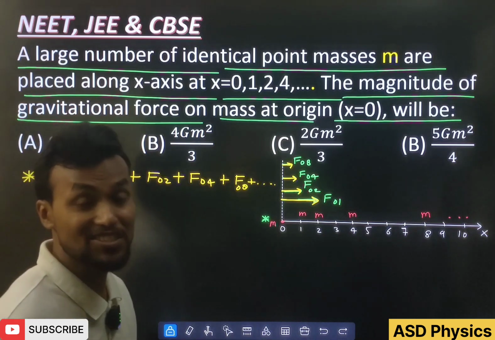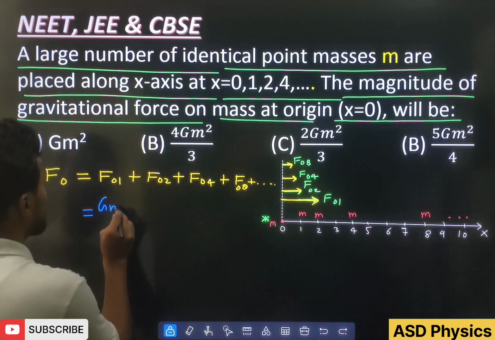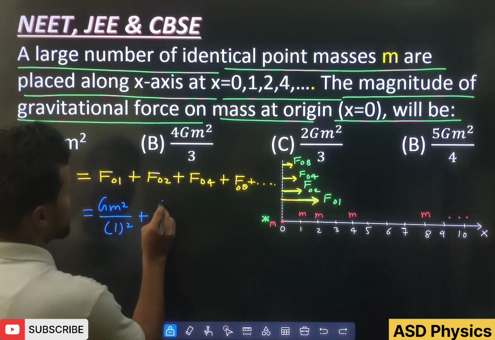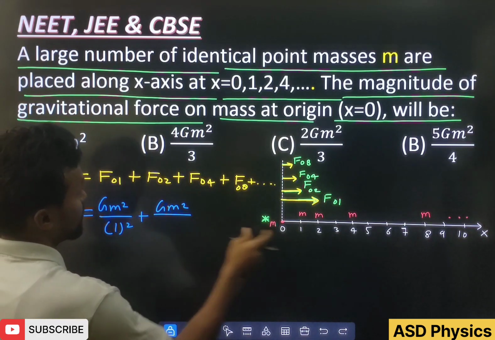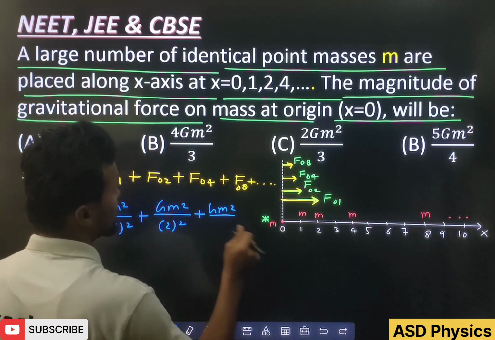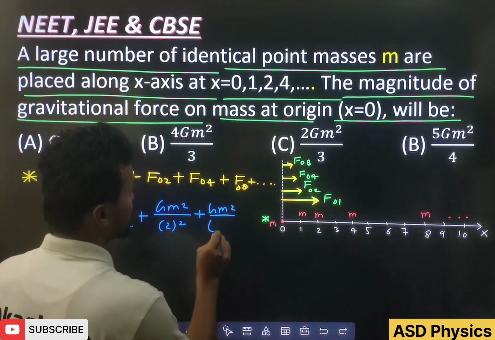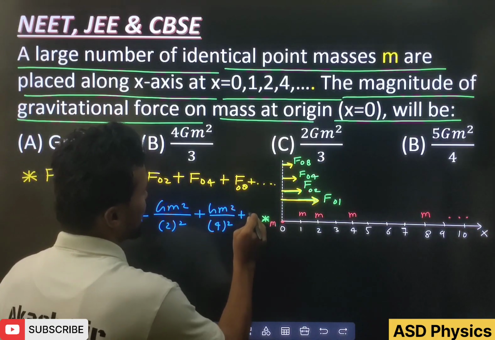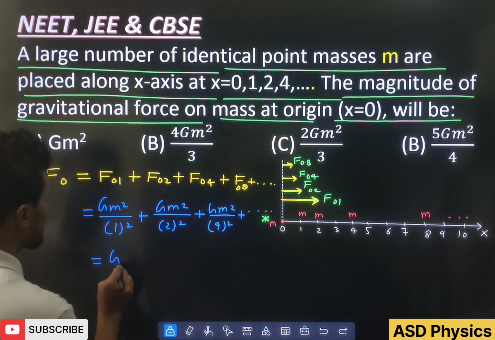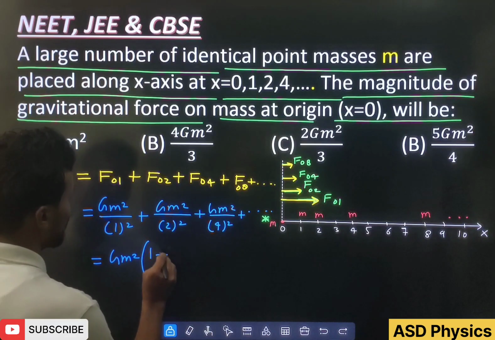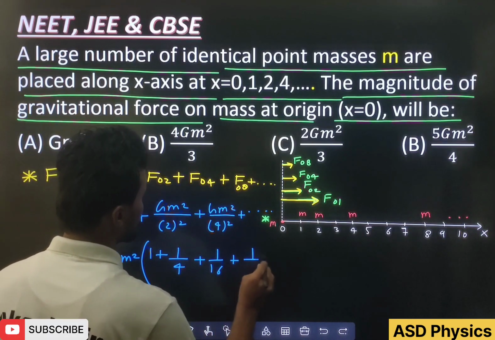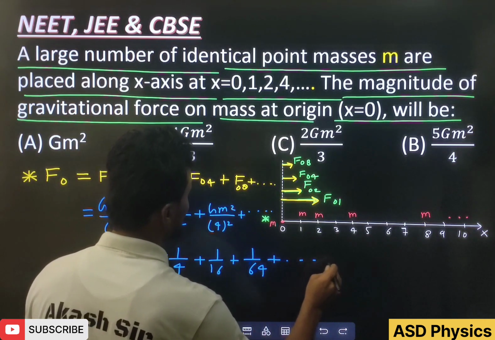What is F01? Just think and tell. See, Newton's law of gravitation, Gm square by 1 square, because the distance is 1. Then again, Gm square by this distance, 2 square. Next one, kindly see, Gm square by how much is the distance between these masses? 4 square. Like that, we can write Gm square by 8 square and so on. Okay. Now what will happen here? I have taken this Gm square common. So 1 plus 1 by 4 plus 1 by 16. Here you will get even 1 by 64 also. Dot dot dot. Is it?